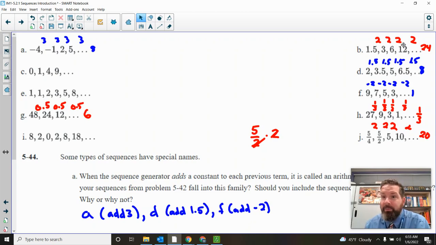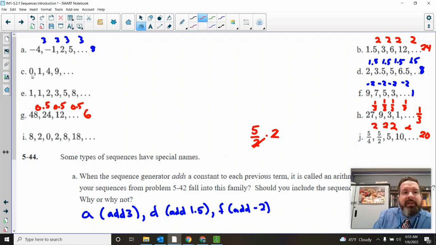Okay, so these are all taken care of, but letters C, E, and I, we haven't figured out what sort of pattern was going on there yet. For this first one, this is just a list of the perfect squares. So that's a little tougher to see. This is 0 to the second power, 1 to the second power, 2 to the second power, 3 to the second power. So the next term is going to be 4 to the second power, which gives us 16. That's where the 16 came from.